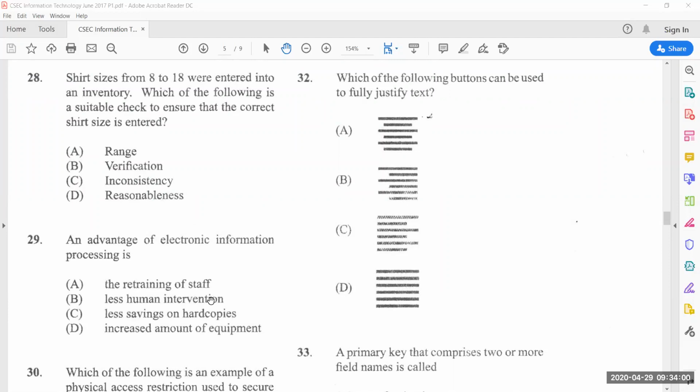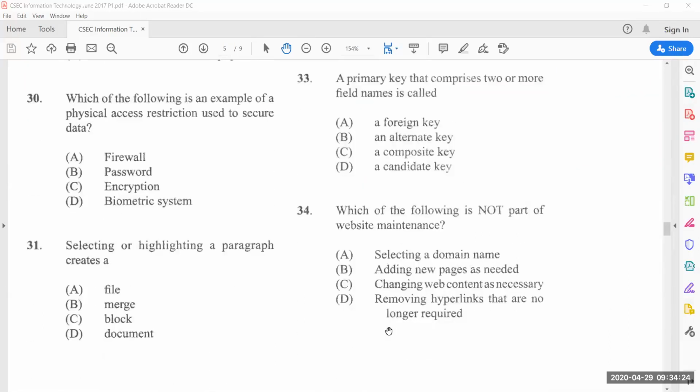Which of the following buttons can be used to fully justify text? So which one of these icons would you say is used in your word processor to justify text? Right, D. D is the icon used to justify text.